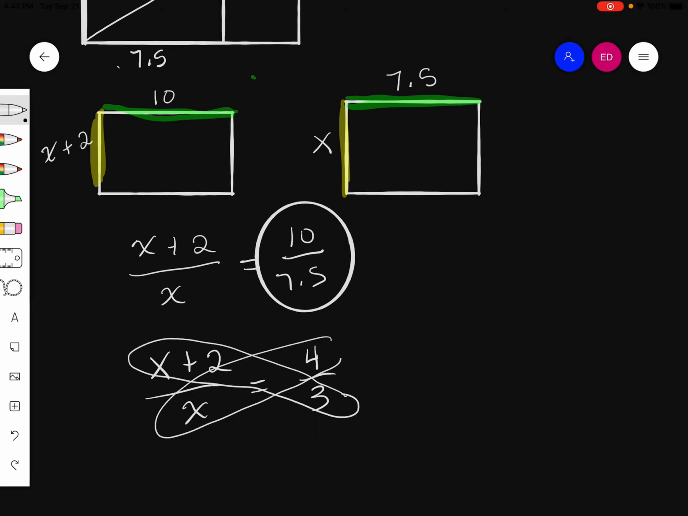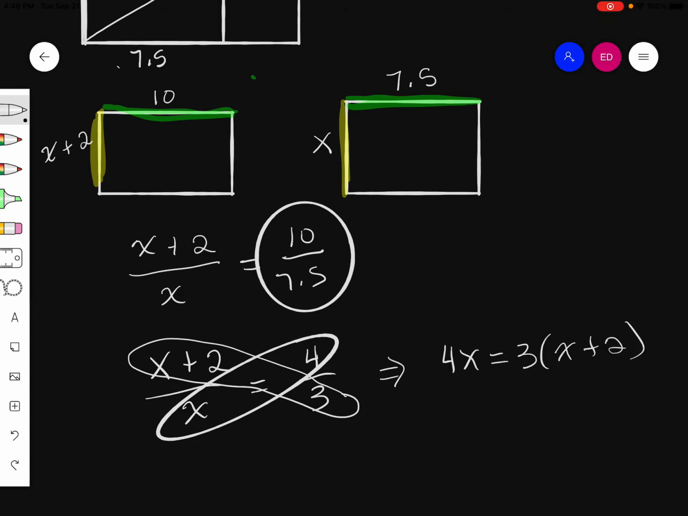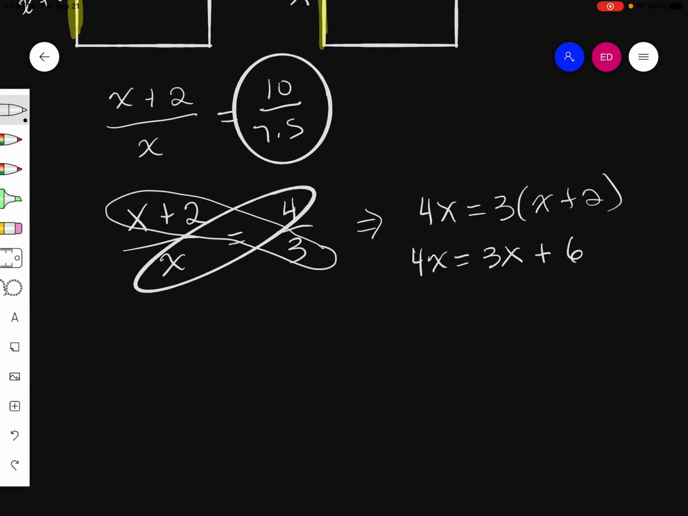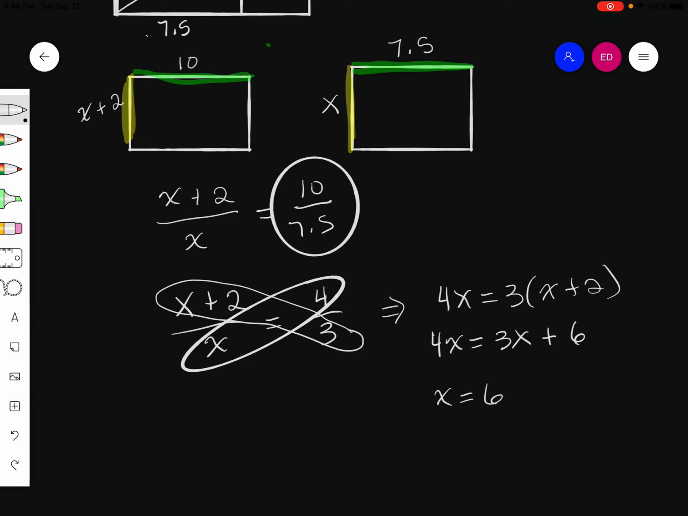Okay, now I'm going to go ahead and do my cross products. This is going to become 4x is equal to 3 times x plus 2. We're now going to distribute that 3, so this becomes 4x is equal to 3x plus 6. I'm going to subtract 3x from both sides. That gives me x is equal to 6. Now, be careful. x is the smaller figure, so the larger figure is going to be 6 plus 2, which gives me 8.